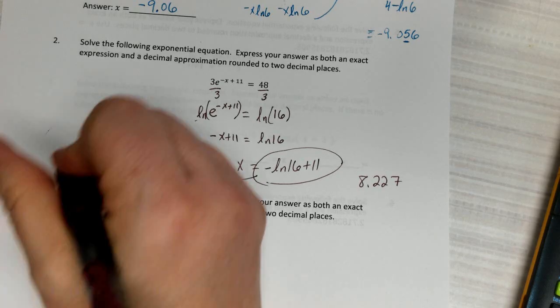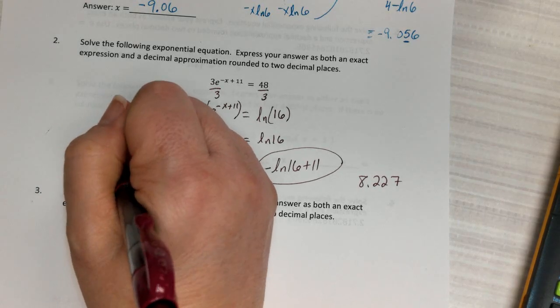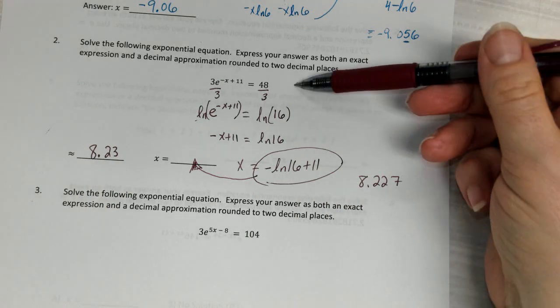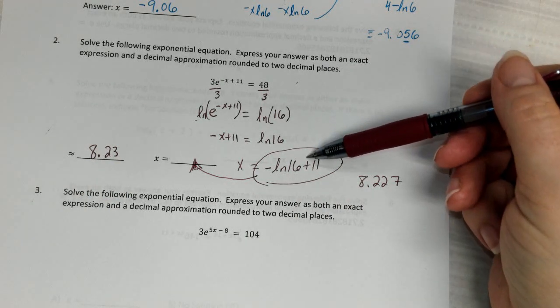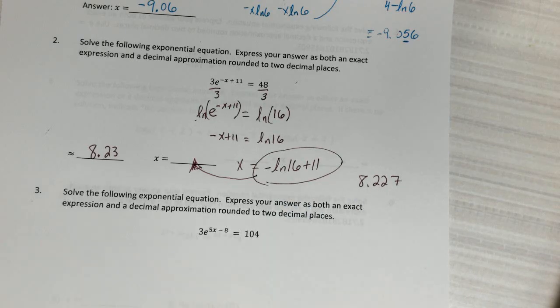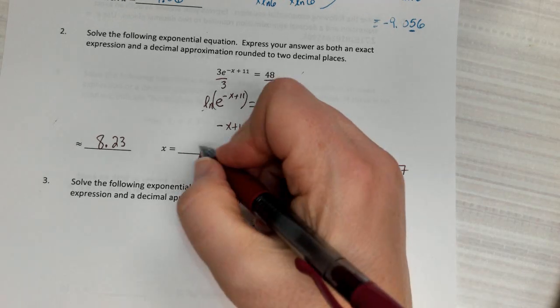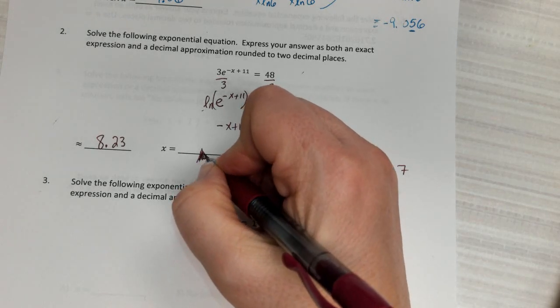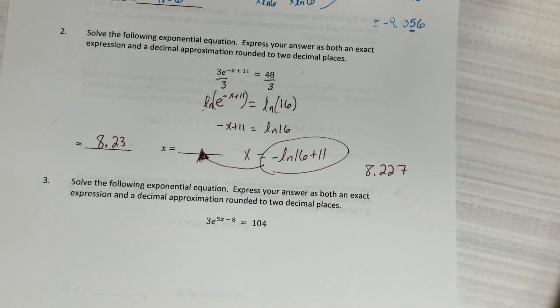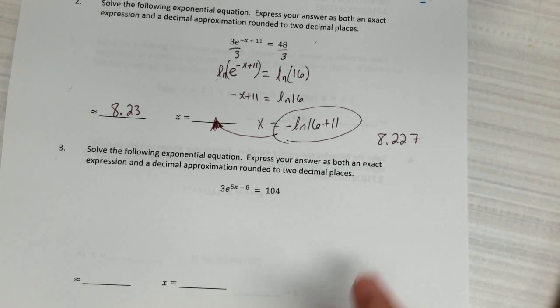So we've got a lot going on here. You are showing me the steps of how to solve it, what you're putting in the calculator, and how you rounded it. That gives me a lot of opportunity to give you partial points if you don't get the final answer correct. All right, ready for number 3? Okay, here we go.